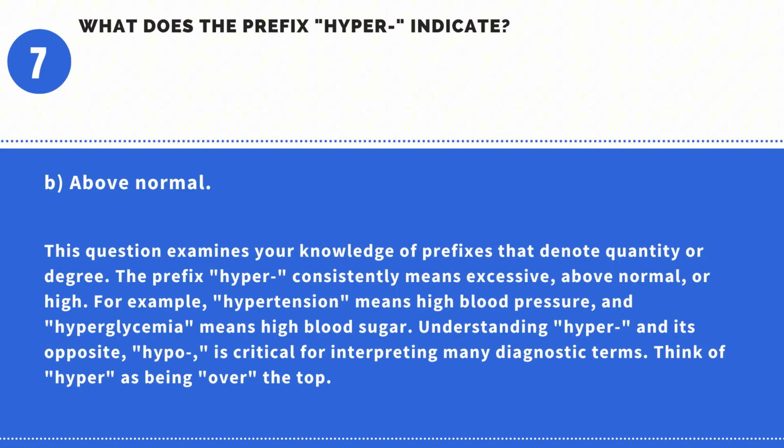The prefix hyper- consistently means excessive, above normal, or high. For example, hypertension means high blood pressure, and hyperglycemia means high blood sugar. Understanding hyper- and its opposite, hypo-, is critical for interpreting many diagnostic terms. Think of hyper as being over the top.